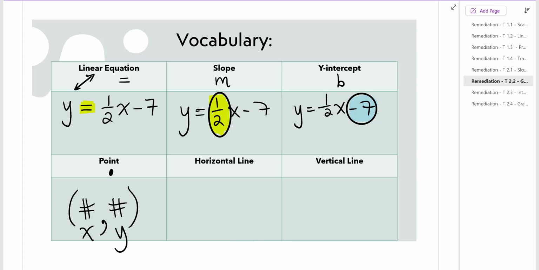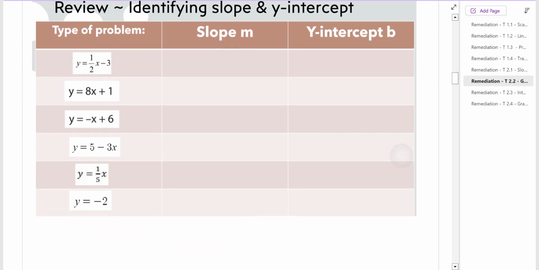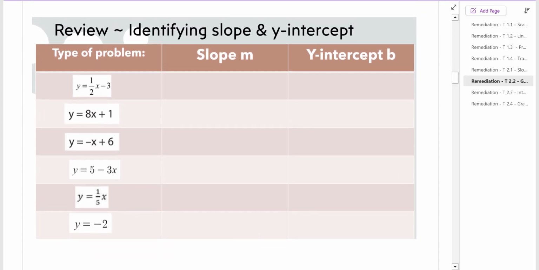A horizontal line is this way. A vertical line is this way. So horizontal is if you're sleeping in bed, that's horizontal. If you're standing up, that's vertical. So that's the vocabulary. All right, now we're going to review identifying slope M and y-intercept B. So slope, okay, is always with x. So slope here is 1/2.